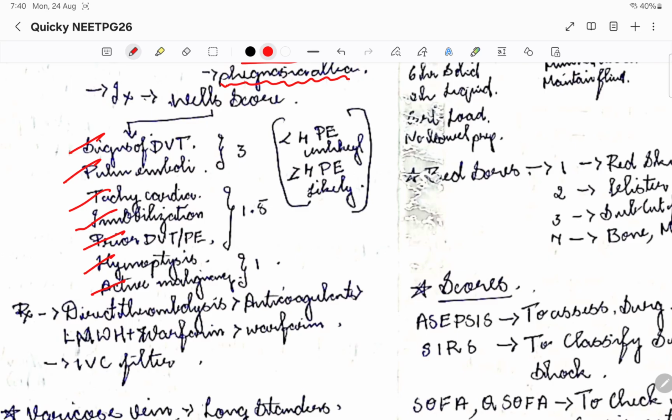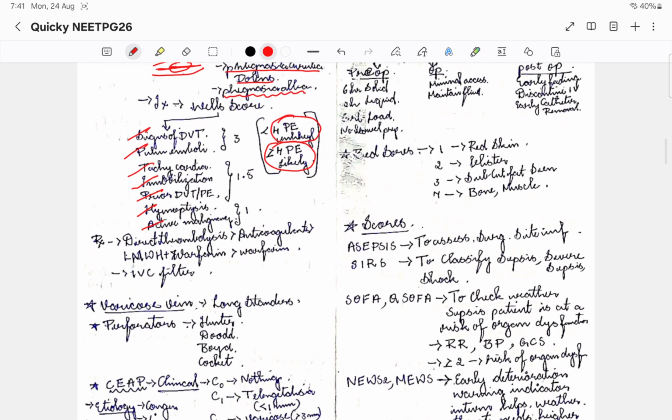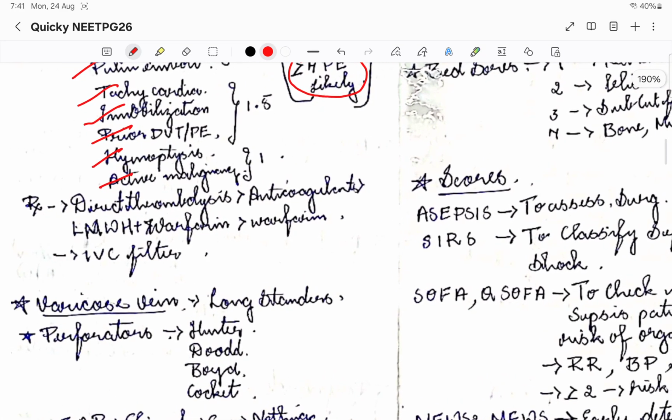So basically DVT will give rise to the risk of pulmonary embolism. That is what we are checking here with respect to the Wells score, right? If the score is less than 4, pulmonary embolism is very unlikely. Whereas if it is more than or equal to 4, then pulmonary embolism is likely. So that is how we'll do the prophylaxis management for pulmonary embolism based on the Wells score. Then the specific management is direct thrombolysis, then we'll give anticoagulants, then after that we'll go for low molecular weight heparin and warfarin together, then we'll go for warfarin specific management.